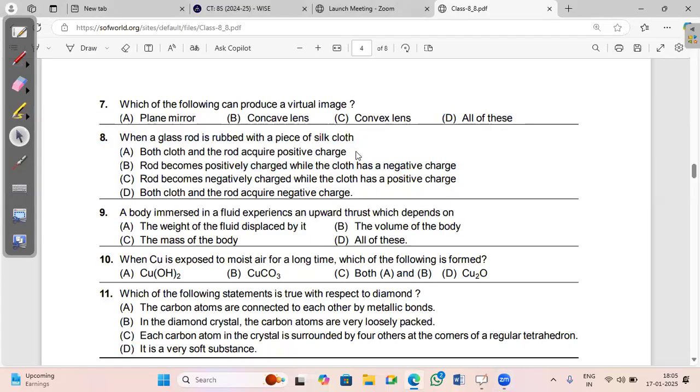Now, when a glass rod is rubbed with a piece of silk cloth, which option is correct? The correct option is B. The rod becomes positively charged while the cloth has a negative charge. I'll show you a table from which you can decide which object will be positively charged and which object will be negatively charged.